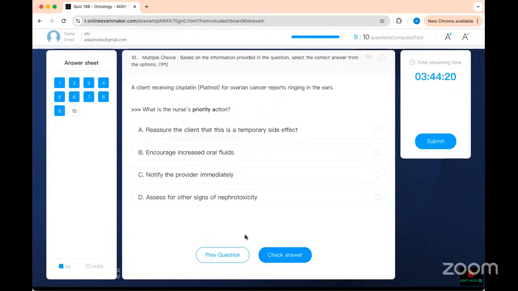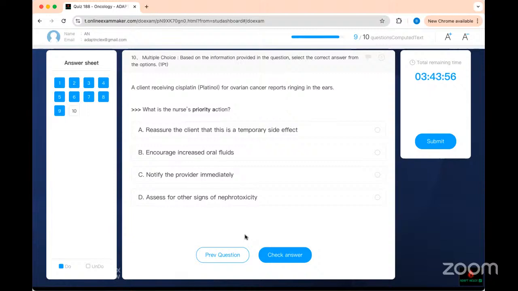And the last question, guys. A client receiving cisplatin for ovarian cancer reports ringing in the ears. What is the next priority? So taking some medication for ovarian cancer, I have ringing in the ear. Even if you don't know what the medication does, I've given it to you. I told you it causes ringing in the ear.